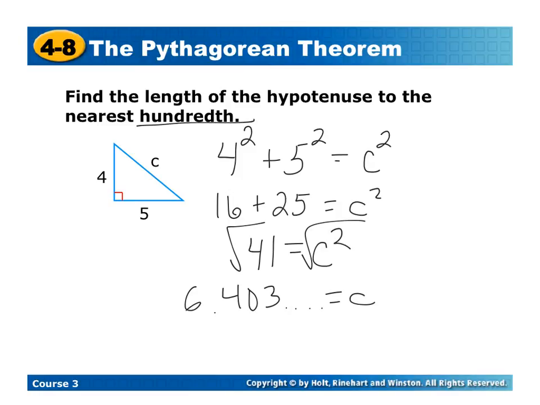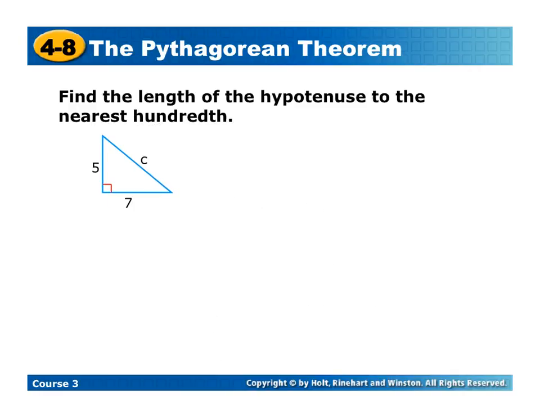But because we're rounding to the nearest hundredth, I'm going to look at that 0, I look one digit over, that 3 tells me that I stay the same. So our answer would be 6.40 is equal to c. Now I know typically the 0 is not important, but because we're rounding to the nearest hundredth, we actually want to leave that 0 there to show that we're using that place value. So now on this one, why don't you go ahead and pause the video, try this one out on your own.